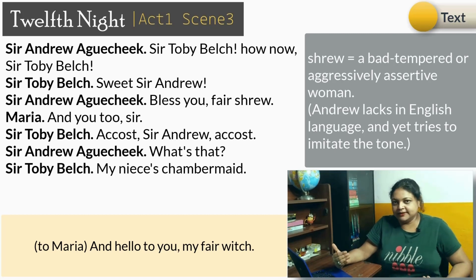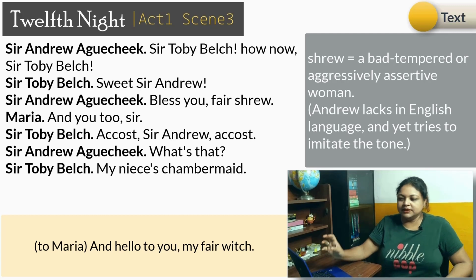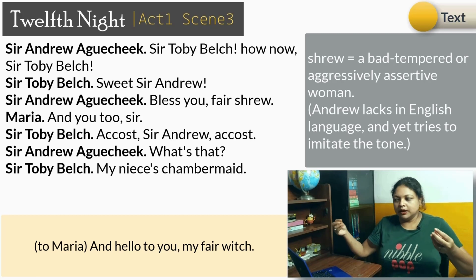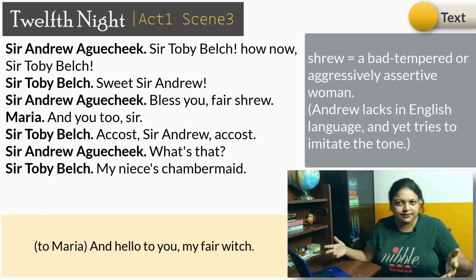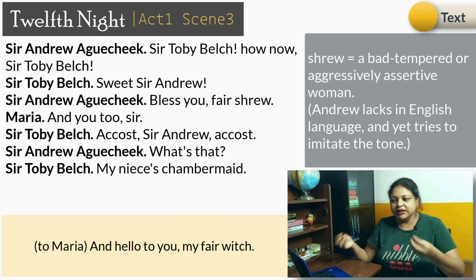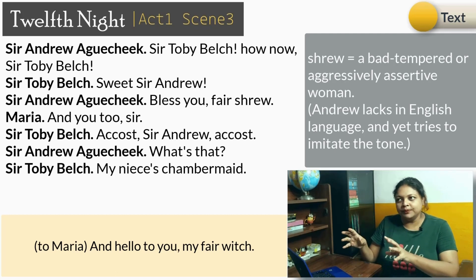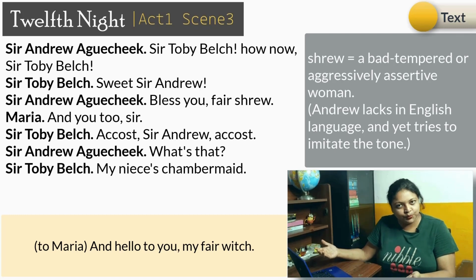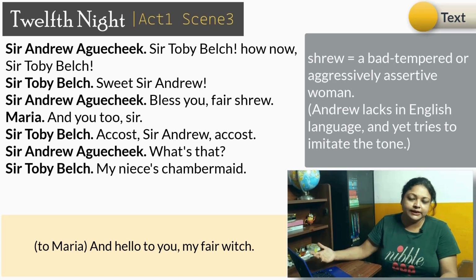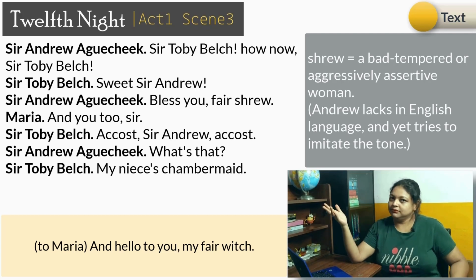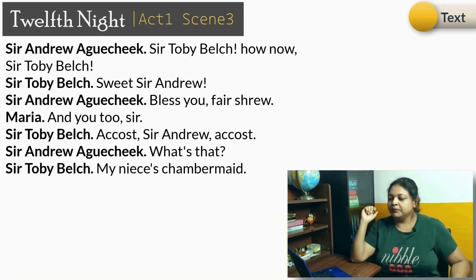Andrew is not very skilled in English language. So he is using these words because he was going to a lot of bars and pubs with Toby, and these words were commonly used there to refer to women. Therefore, he thought that shrew means a woman or madam. So he is saying, bless you, fair shrew, which he might mean, bless you, fair lady. But he uses a bad word here. Maria makes no reaction. She just says, and you too, sir.